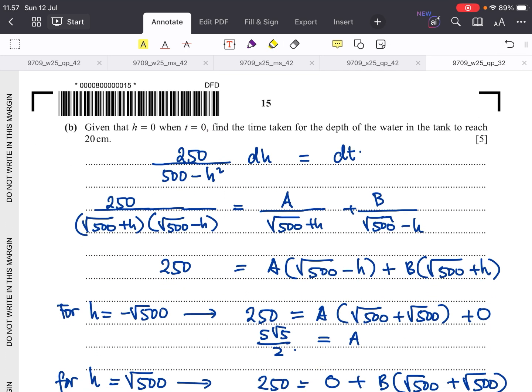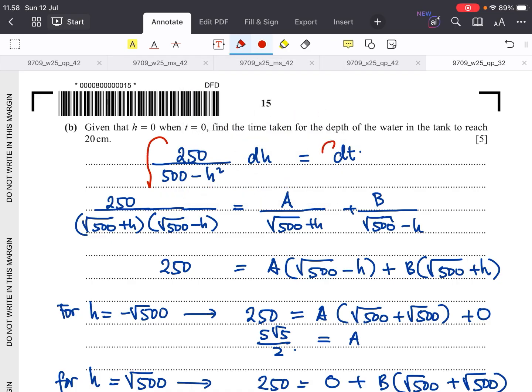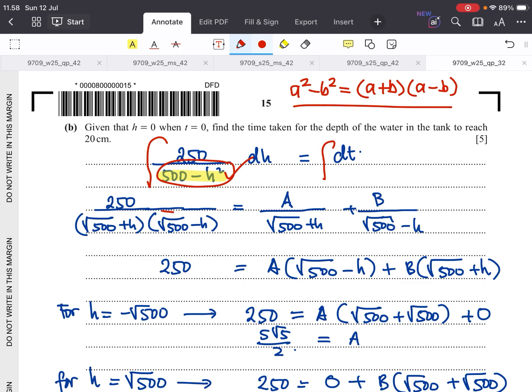And then we will do integration. But before that, we will change this into partial fraction. 500 minus h squared can be expressed into this form, using the identity a squared minus b squared can be written as a plus b times a minus b. Using that formula, this one can be expressed into this.